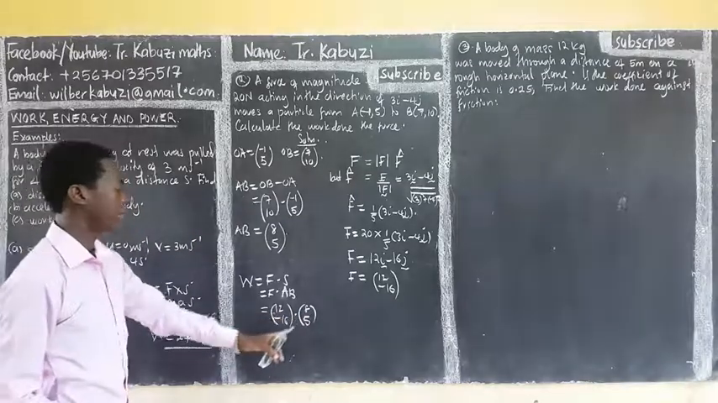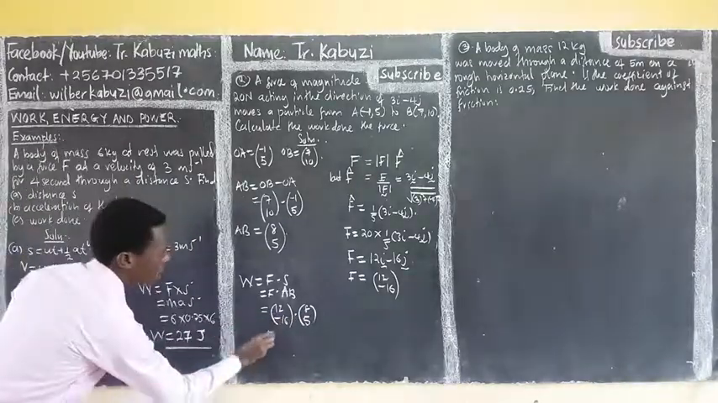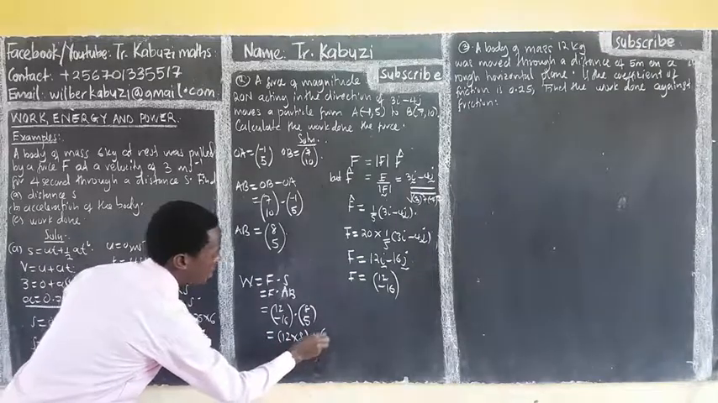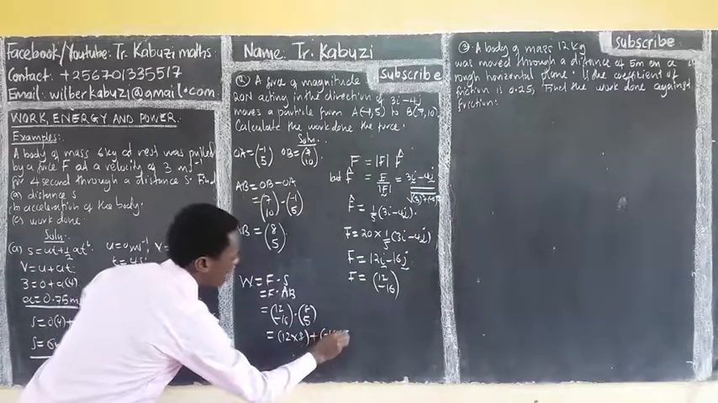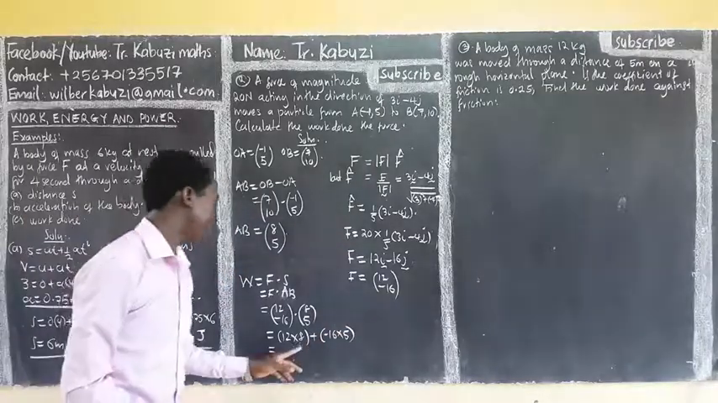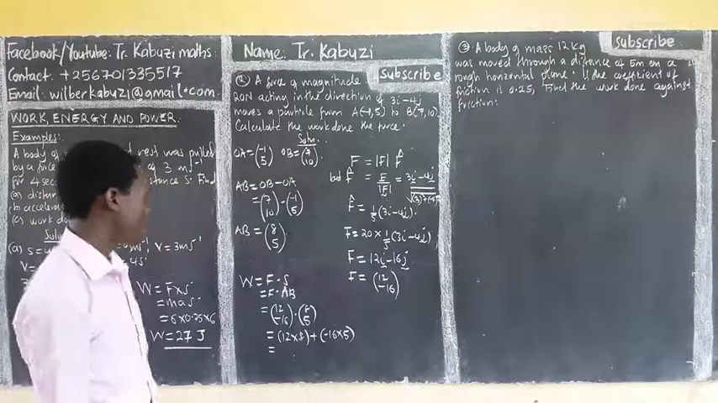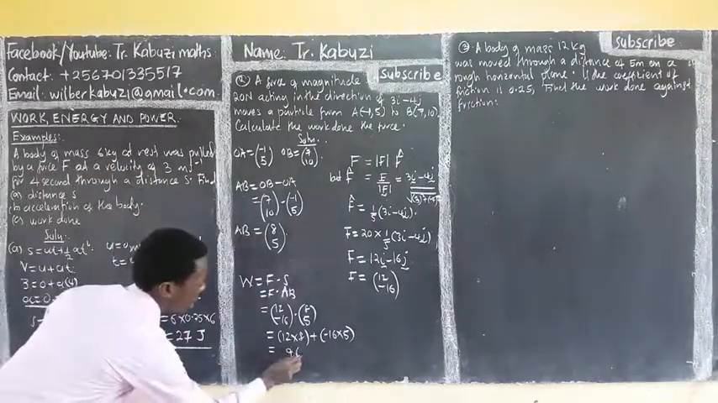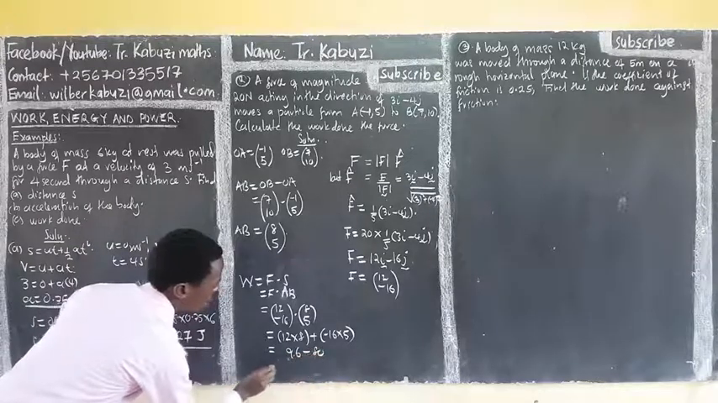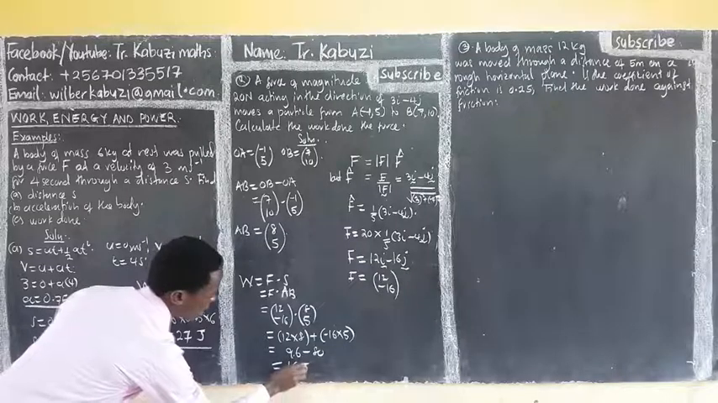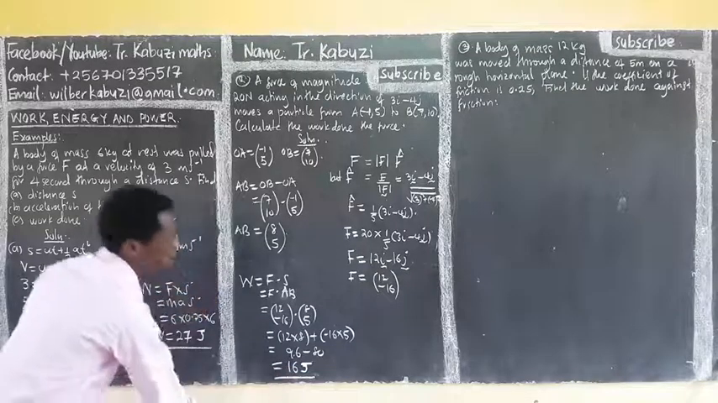Hope you remember how we dot. We get this times this, then plus this times this. It will be now 12 times 8, then plus negative 16 times 5. Okay, this I think is going to be what? 96, yeah, 96 minus 80, which will give us 16 joules. And that's going to be our work done.